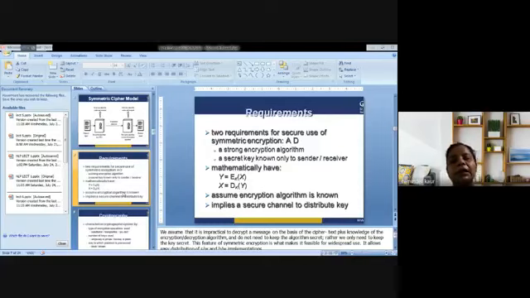So mathematically there is a formula that is given for encryption and decryption. Have a look at the same. If we are using encryption, then it could have a formula y is equal to encryption applied on x, and x is equal to decryption with the key applied on y. So assume the encryption algorithm is known and it implies a secure channel to distribute the keys.